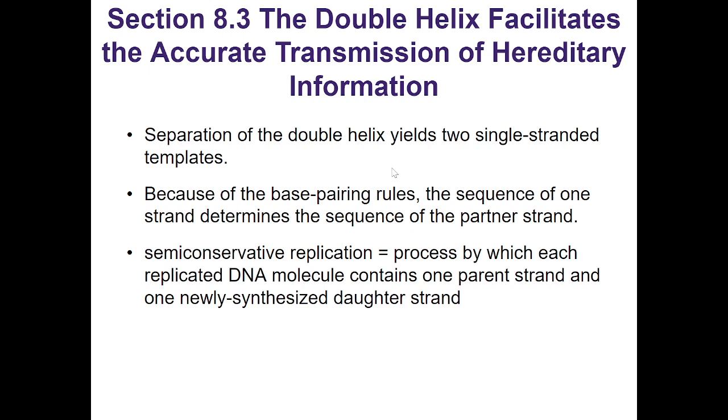So our double helix is going to facilitate the accurate transmission of hereditary information. The separation of your double helix is going to yield 2 single-stranded templates. Because of your base pairing rules, the sequence of one strand is going to determine the sequence of your partner strand. This is referred to as semi-conservative replication, and the definition of that is a process by which each replicated DNA molecule contains one parent strand and one newly synthesized daughter strand.